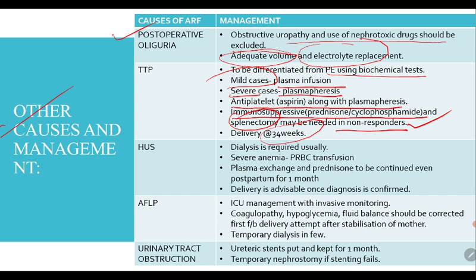Hemolytic uremic syndrome: dialysis is usually required serially, and with severe anemia there is a chance of transfusion. Plasma exchange and prednisone to be continued even postpartum for 1 month. Delivery is advised once the diagnosis is confirmed.